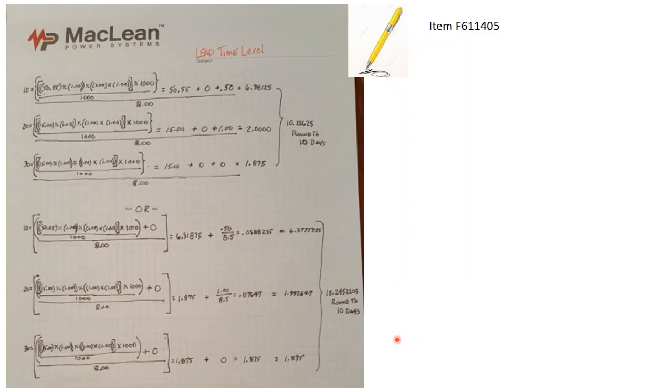Let's work the formula for the lead time level field. I've done that in the math. Here would be if the processing option is set to 1, where we're just going to use the manufacturing constants.